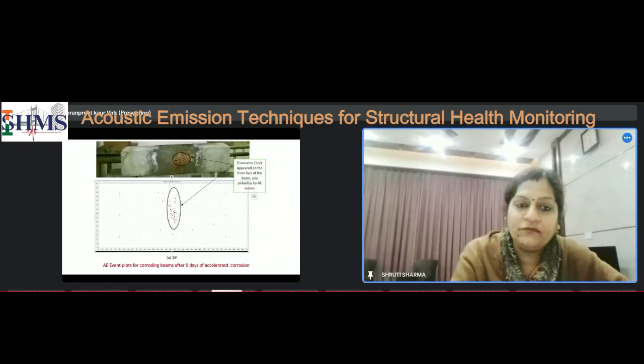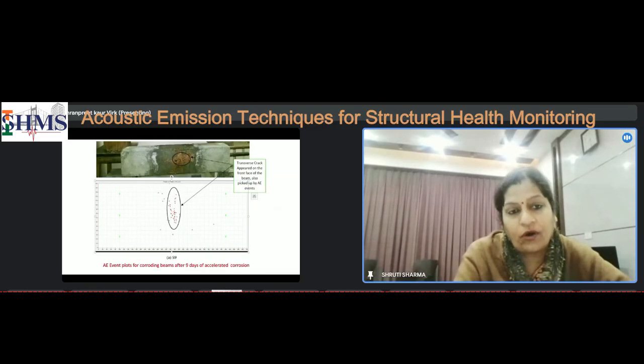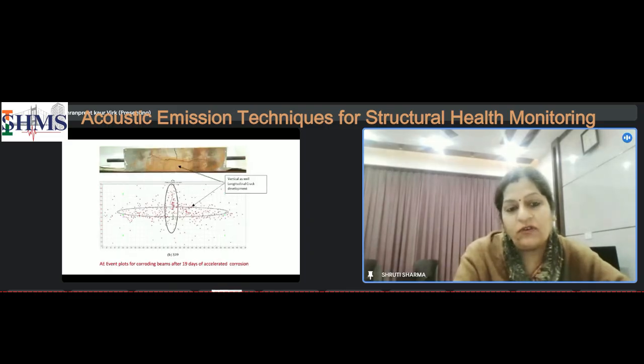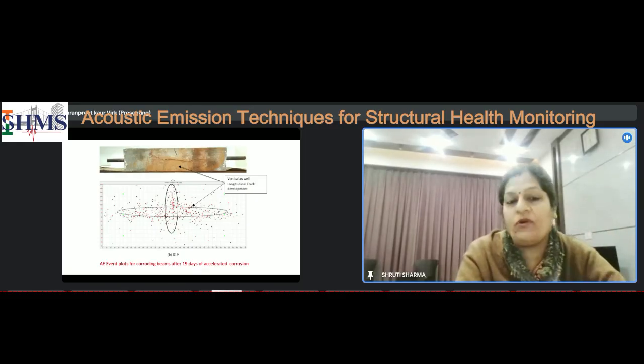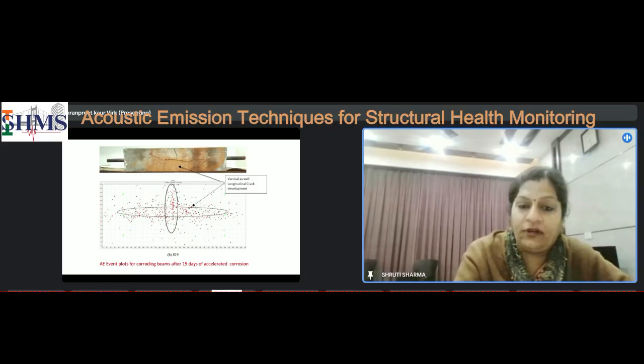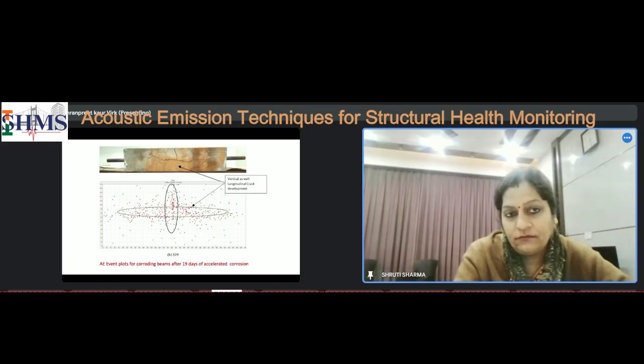Next, please. So this is how the screen appears, an actual beam with the actual record at the instant, like 9 days of corrosion. A transverse crack is appearing visually, and we are also seeing that. Next. So there are 3, 4 such slides. This is the actual state of the beam after 19 days. There were two cracks, and if you remove the visual and look at the other AE plot, we could make out that the AE could detect those things.